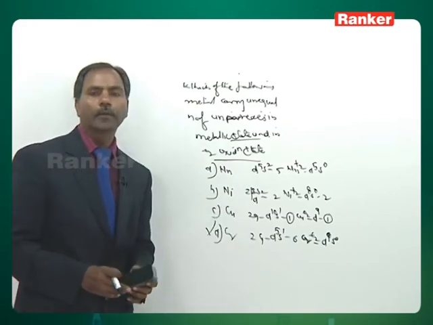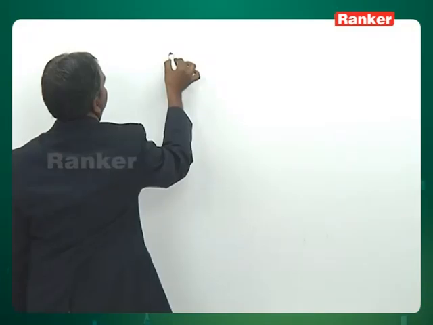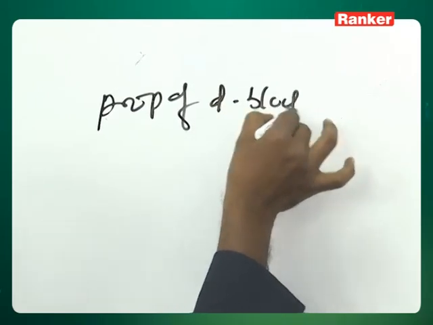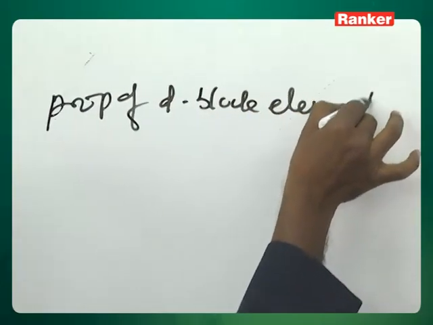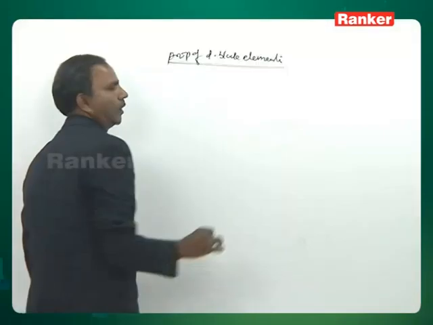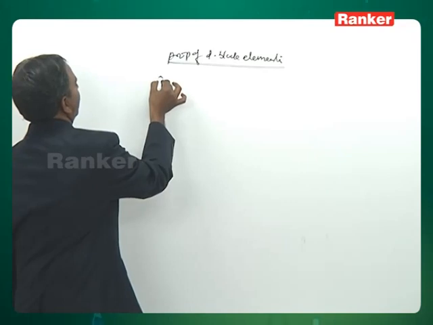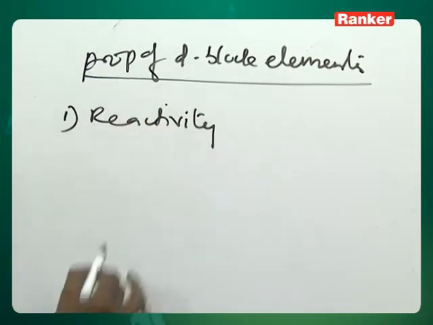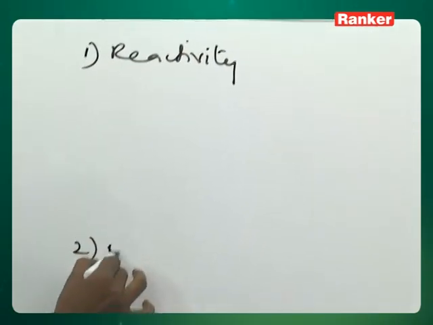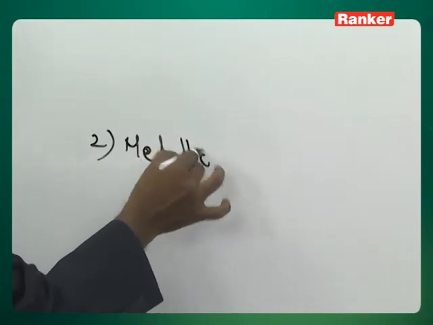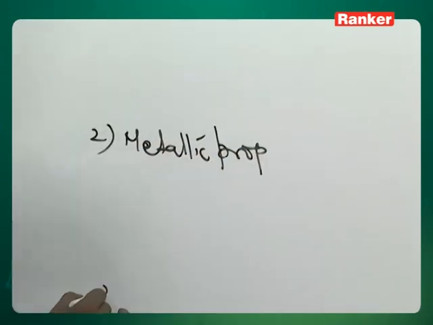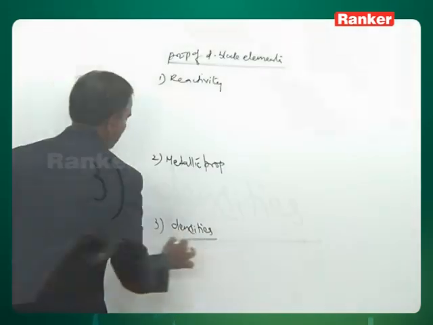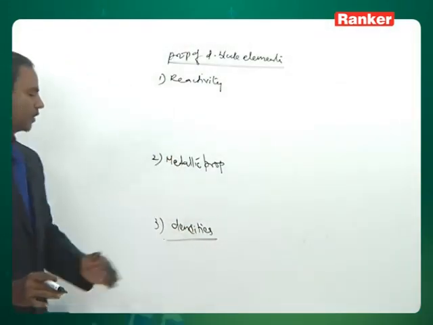Let us enter into the properties of d block elements. First one, reactivity. Second, metallic property. Third one, densities. Let us discuss all of these first.